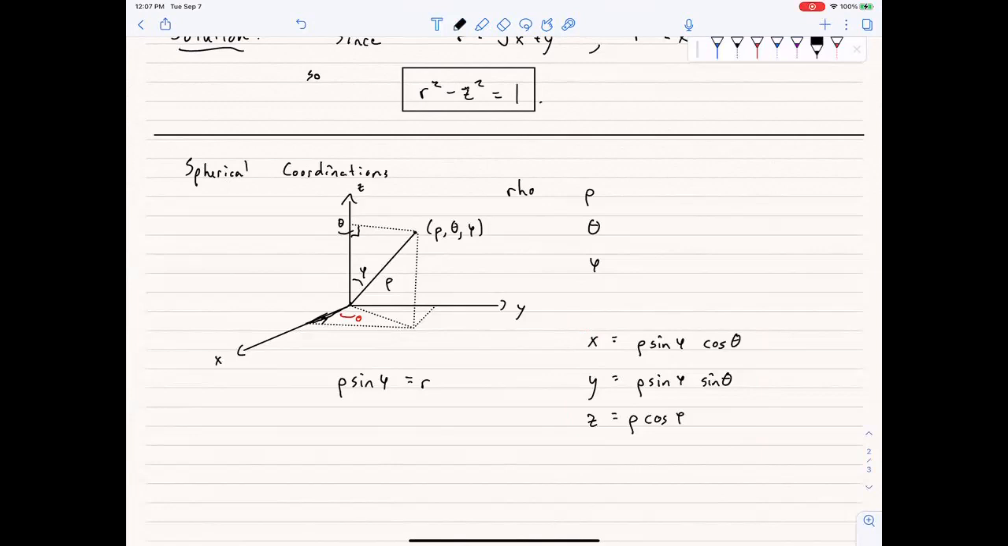Going the other way, we have a distance formula for rho. If we have x, y, and z, this is just the usual distance formula: x squared plus y squared plus z squared, all square rooted. Theta is the same, so we can take arctan of y over x. For phi, we can use this formula and just take arc cosine of z over rho, using the formula for rho: the square root of x squared plus y squared plus z squared.